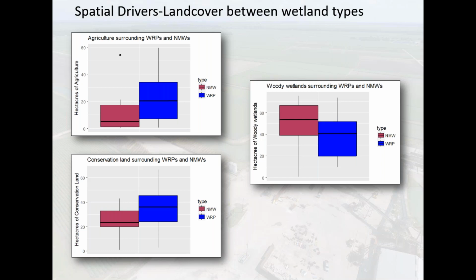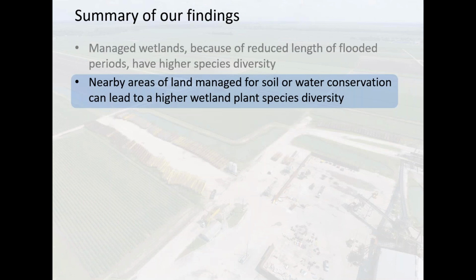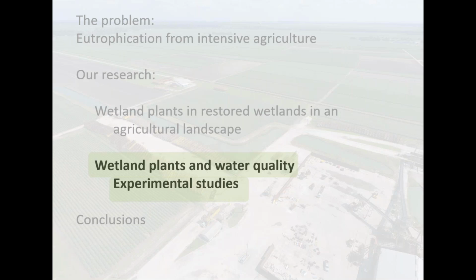So when we compare WRP to non-managed wetlands in the Delta, we see that these systems are placed at different locations on the landscape. So if you look, on the y-axis of each of these are hectares of a particular land use or land cover, with agriculture on the top left, conservation land on the bottom left, and then woody wetlands on the right center. And what we see is that our WRP, or our restored sites, are generally embedded in the matrix of conservation land and agriculture, while our non-managed wetlands are surrounded in general by more woody wetland cover. So what we're seeing on this landscape is that the nearby areas of land managed for soil or water conservation can lead to a higher wetland plant species diversity, as well as the fact that these wetlands are different on the landscape. So our non-managed wetlands are surrounded by a different suite of land use and land cover compared to our restored wetlands. So we have to look at these systems in a different light and individually.